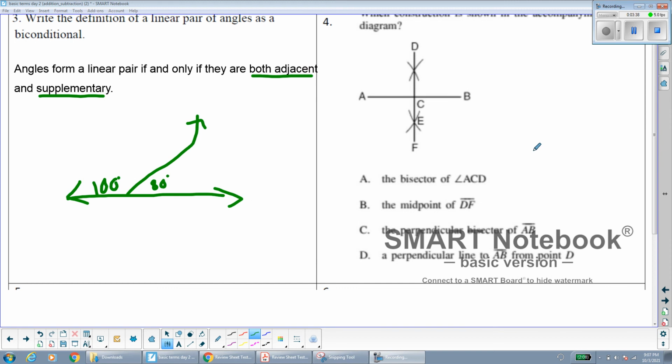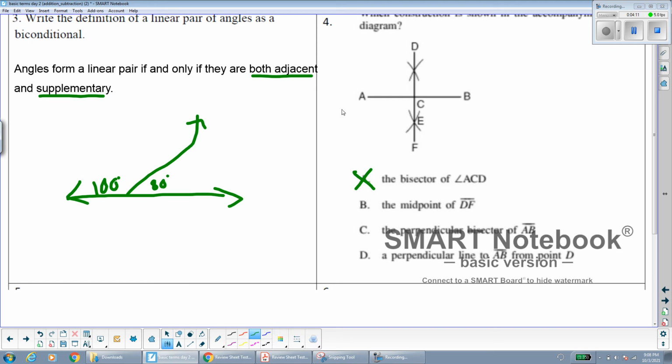This next one could be a bit tricky, so we're going to use the process of elimination in order to figure out what construction this is a diagram of. So answer choice A says the bisector of angle ACD. Well, angle ACD is this angle right over here, and that's clearly not being bisected. We don't know anything about angle ACD. So I'm going to go ahead and cross that one out. That one is not the correct answer.